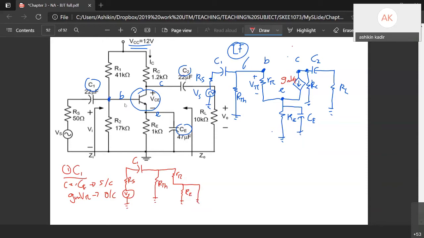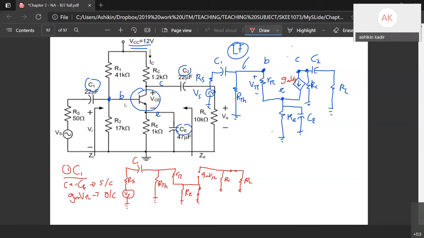gmVπ is open circuit. And then C2 is short circuit. RC is over here. And RL. Okay, so what happened to RE in this case? Okay, RE is shorted, right?